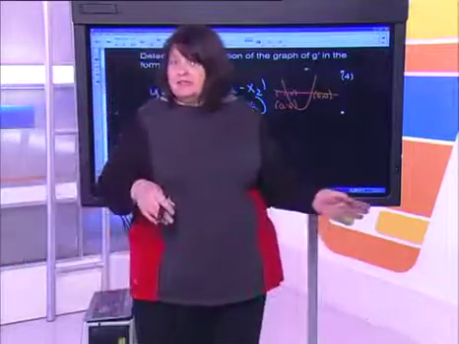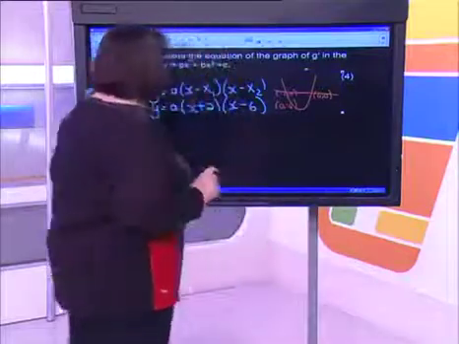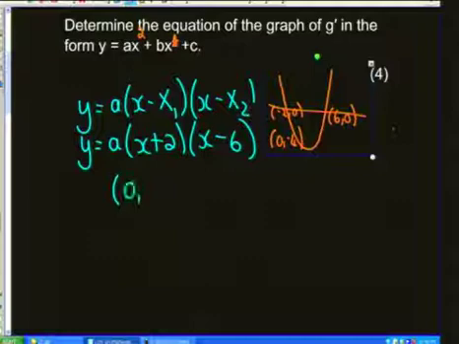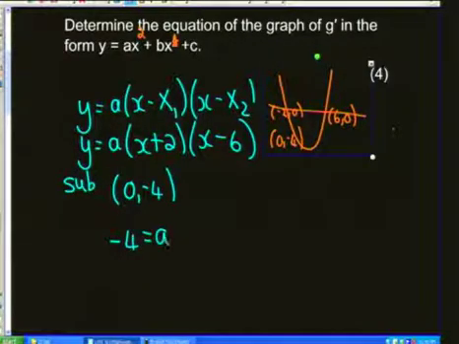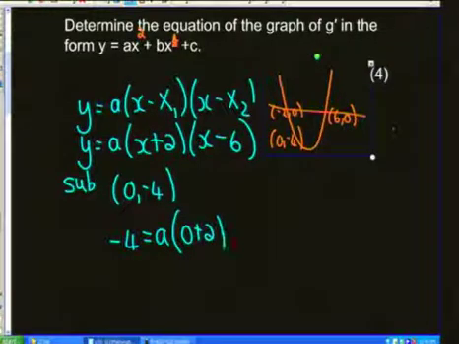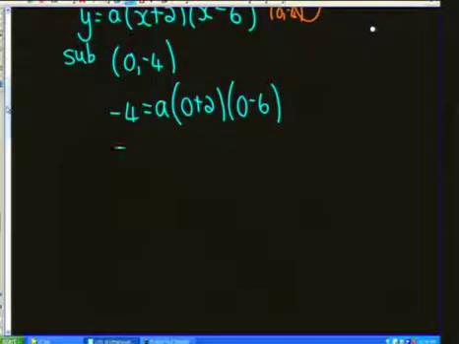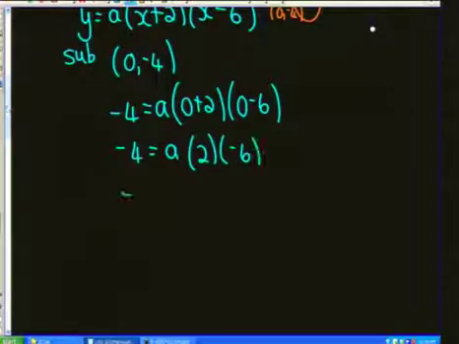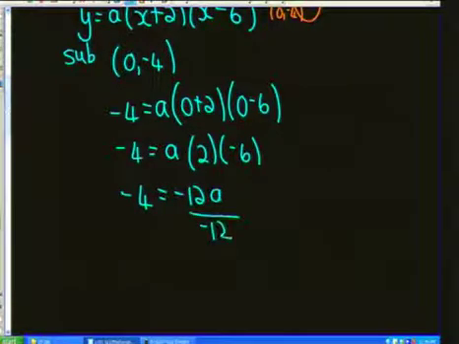To get our a value, we need one other coordinate, and we do know one other coordinate. It doesn't have to be the y-intercept. It can be any coordinate on the graph. But this is the y-intercept. We know that it's going to be 0, -4. So we are going to substitute that in. So we're going to get -4 equals a, 0 plus 2, 0 minus 6. Okay, and now tidying that up, -4 is equal to a, 2 times -6. So we have -4 equals -12a, and we're going to divide by -12 and divide by -12, and so a is equal to 1/3.